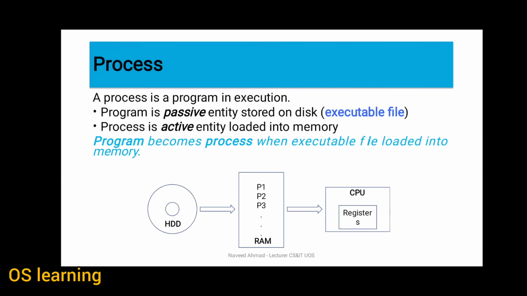The next point of discussion is the process. So what is a process? A process is a program in execution. In an operating system, a process can be passive or active. In passive, the entity is stored on the disk as an executable file. And in active, the entity is loaded into memory. So a program becomes a process when the executable file is loaded into memory.